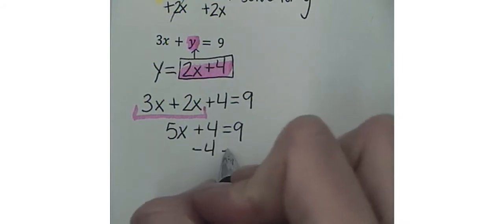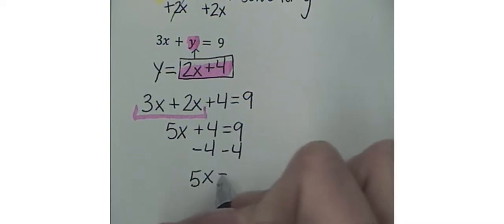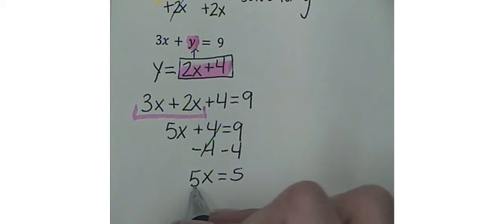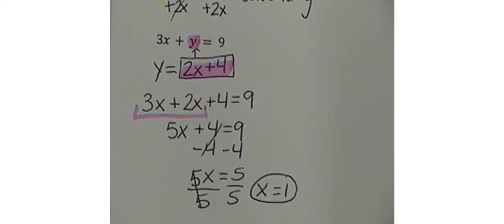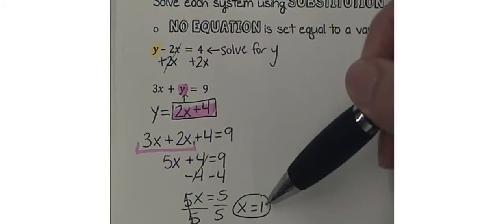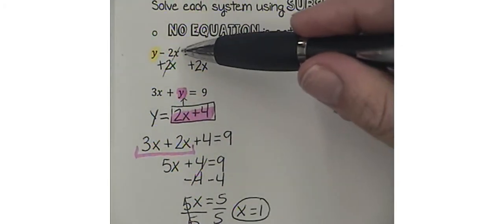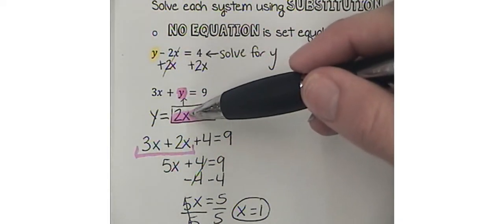Subtract 4 from both sides. 5x equals 5. I need x alone, so I'm going to divide both sides by 5. x equals 1. So I know what x equals, but I do not know what y equals yet. And there are multiple ways to figure that out. Okay, so you can choose to plug in x equals 1 here for x and solve for y, here for x and solve for y, or here for x and solve for y.